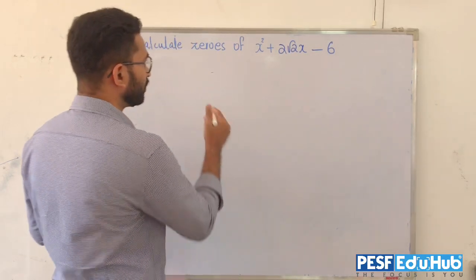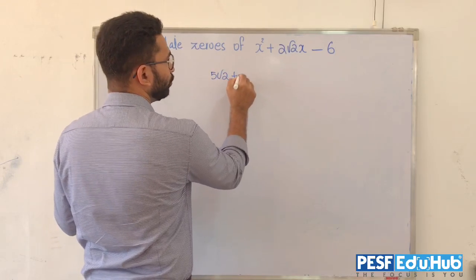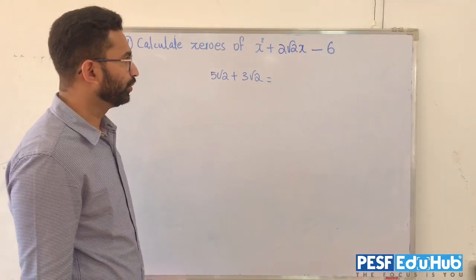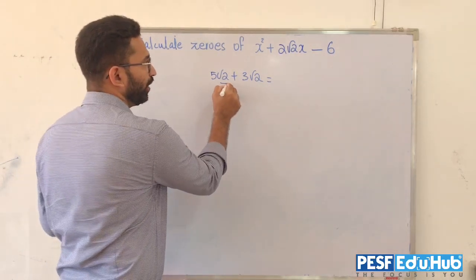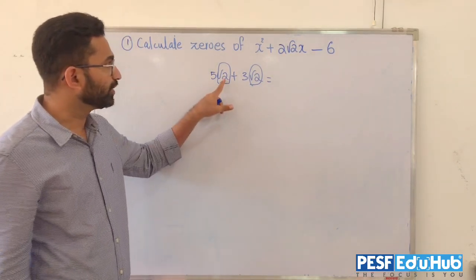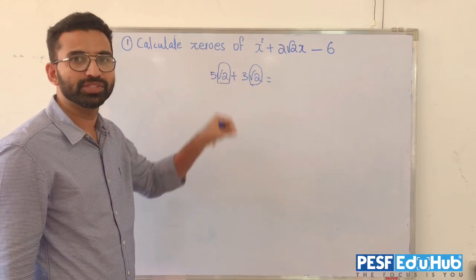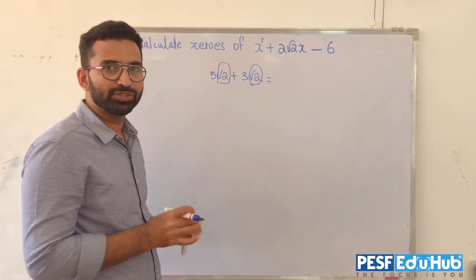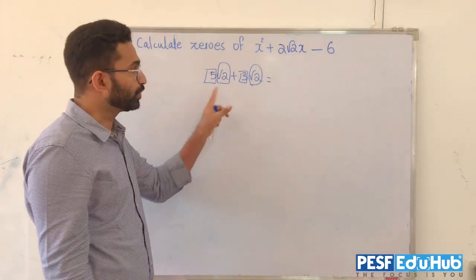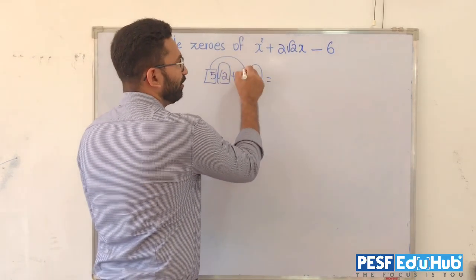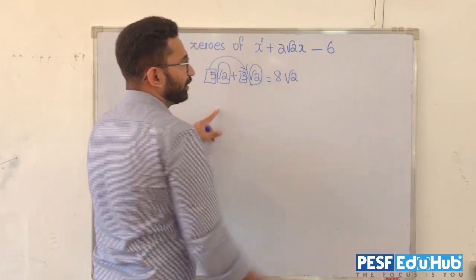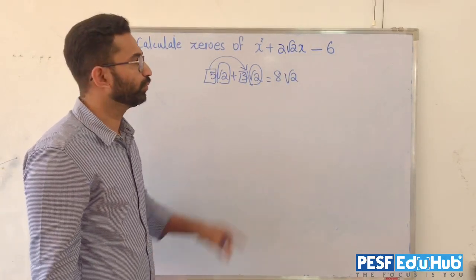For example, suppose I am asking you to add 5 root 2 and 3 root 2. How will you add? Two terms are given to you. The only thing is that you have to see whether the radicals are the same or not. I can see this is root 2, this is root 2, they are like terms. When they are like terms, I will just operate the coefficients. 5 and 3 are the coefficients of these two terms. So I will add 5 and 3, write the answer as 8, and write the radical as it is. So the answer will be 8 root 2.